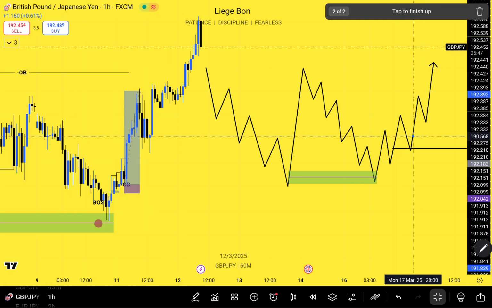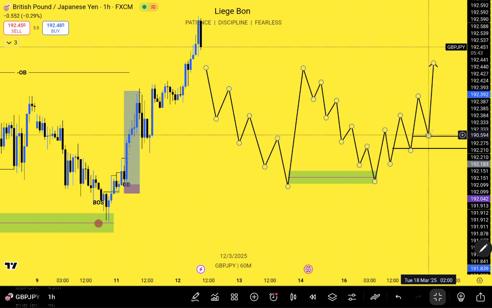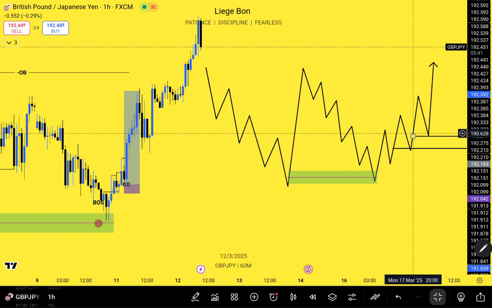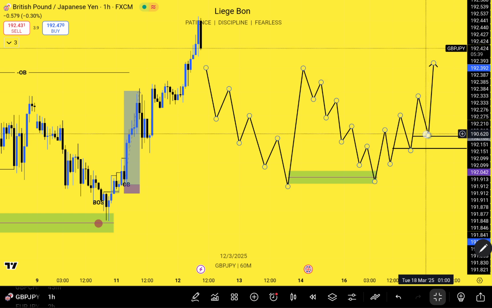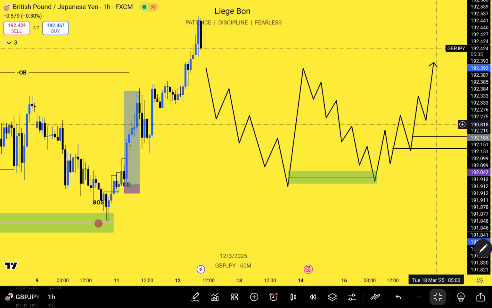We have a pullback here again. So there will be a pullback into a discount. Sometimes it might not come back, probably because all levels there have been mitigated, and we have to then work with something much higher. Understand? So these are the times we want to be looking for buys, when the sentiment has changed. When the sentiment has changed, we want to be looking for buyers.